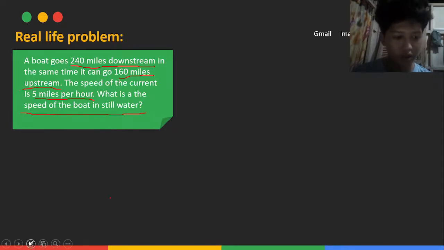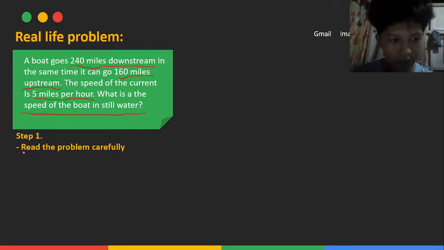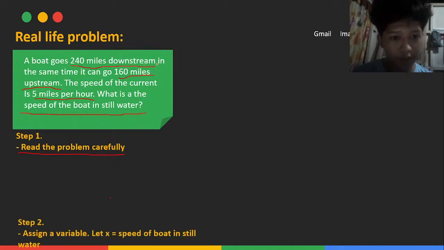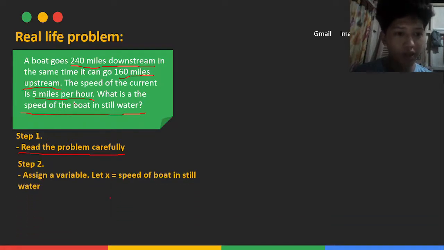Okay. We have a step by step on how to solve it. Step 1, we have to read the problem carefully: 240 miles downstream, 160 miles upstream, and 5 miles per hour. Step 2, we just have to assign a variable. Our variable is x, the speed of the boat in still water.